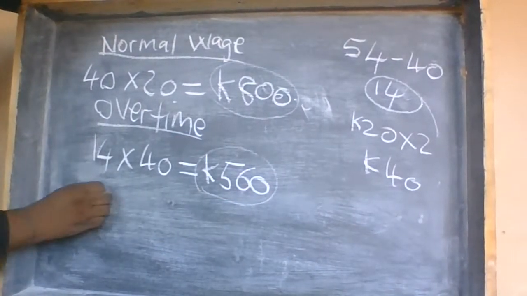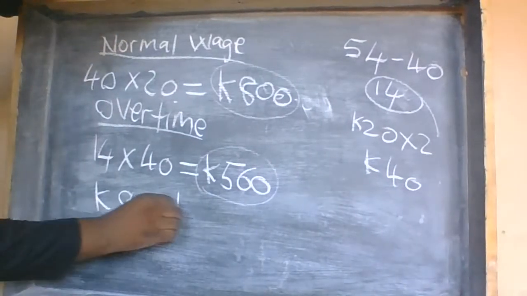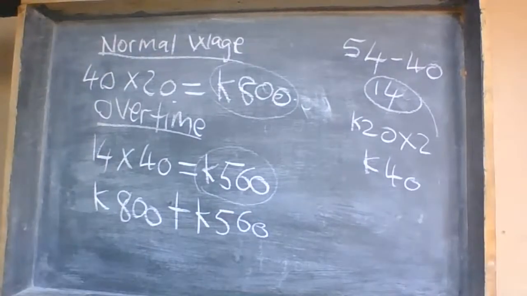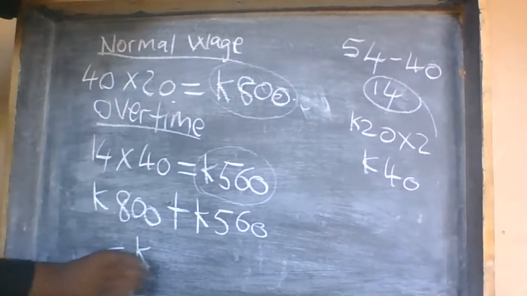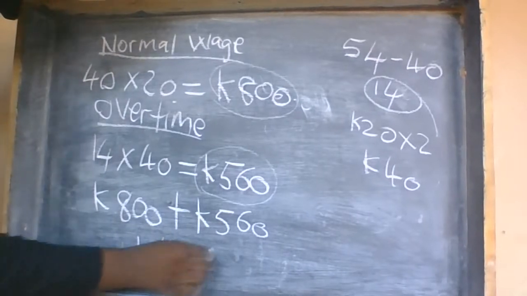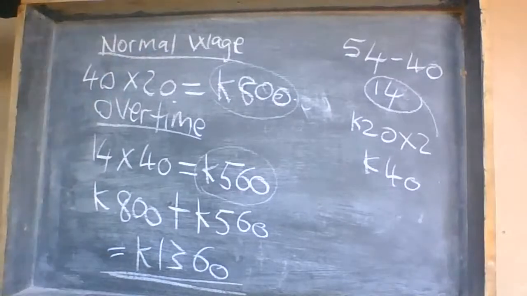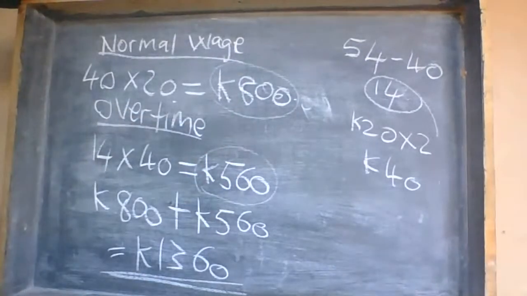Therefore, we're going to say 800 plus 560. 800 plus 560 is going to give us the total of 1,360. So this is the total that this man worked for. This is the simple mathematics which is here.